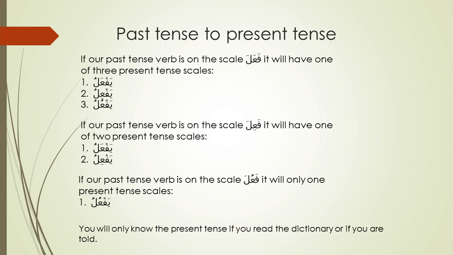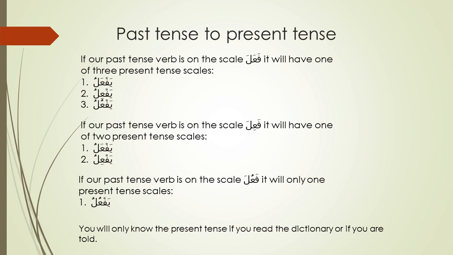So fa'ala has 3. If our past tense is on the scale fa'ila with a kasra on the ain, the present tense will be either yaf'alu or yaf'ilu. And if our past tense is on the scale fa'ula with a dhamma on the ain, it will only have one present tense scale, that is yaf'ulu. And I mentioned at the end, the only way to know the present tense is either you are told or you have to check the dictionary.